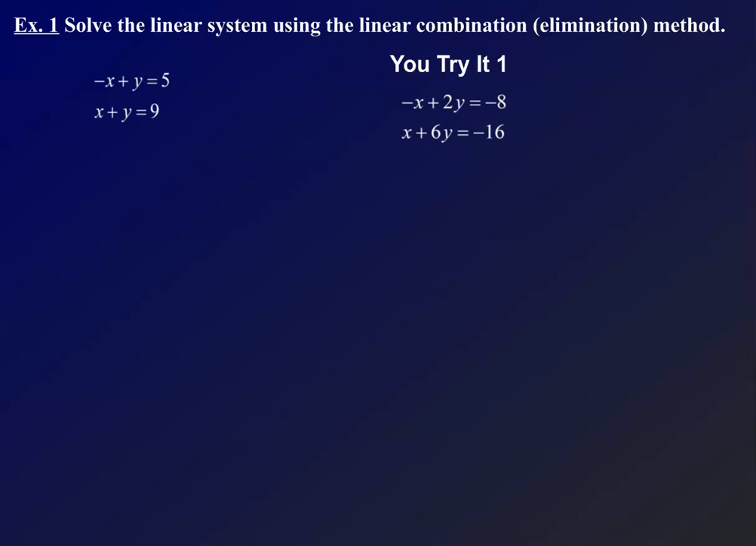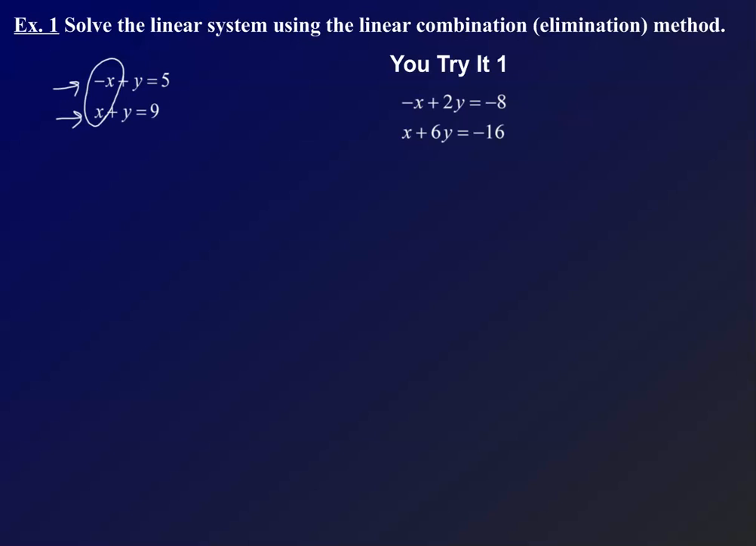Example 1. Solve the linear system by using the linear combination or elimination method. So if we look at the first part of our example, we have negative x plus y equals 5 and x plus y equals 5. The goal of linear combination is to be able to add the two equations and one of your variables cancel out. So if we look at the x's, they are the same coefficient but opposite signs. So when we add those two things, they cancel.